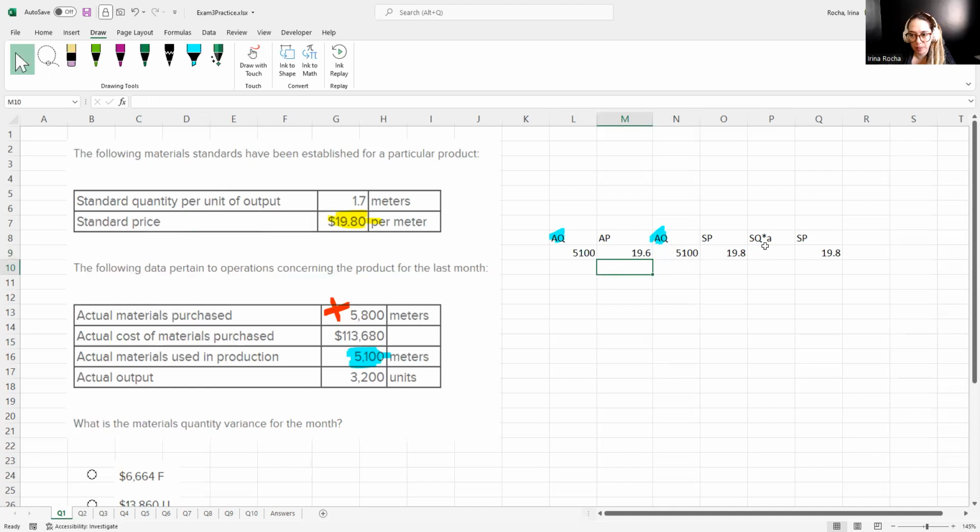What about this one? This is a standard quantity, which is 1.7, but we're not going to put 1.7 here. Look, we have to compare to this one. So it means, what's the standard quantity of product that we would use to produce this amount? So we have to multiply the actual output by the standard quantity to get a standard quantity allowed. This is 1.7 times this.